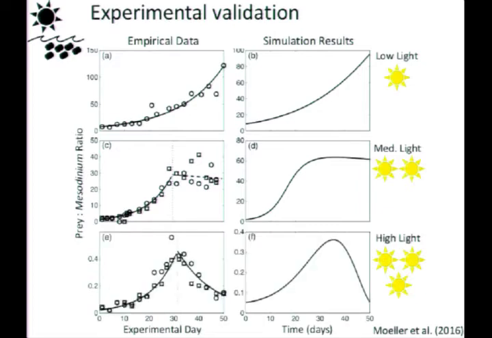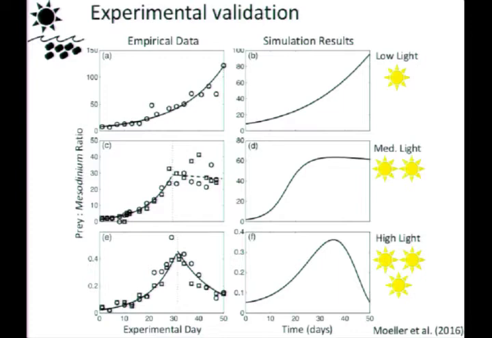And then at the highest light levels, we see first an increase and then a decrease in this ratio because the populations are beginning to enter this boom-bust dynamic. And there are two different point shapes on some of these plots that just indicate different biological replicates. So you can see now that we're starting to believe that our model is telling us something important about the population dynamics of these mixotrophic organisms.